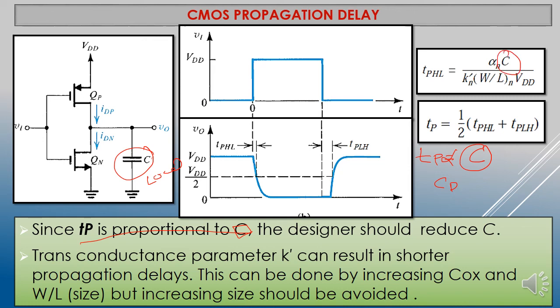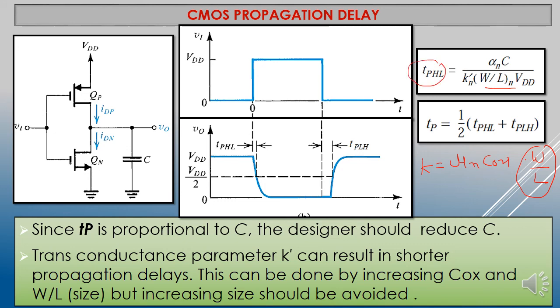Now next, here K is the transconductance value. Delay is inversely proportional to transconductance value. When transconductance is high, propagation delay will be less. Now we already know that K is mu n into Cox, and here is W upon L. If we increase W upon L, W means width, if we increase the area or aspect ratio, then propagation delay will be less.